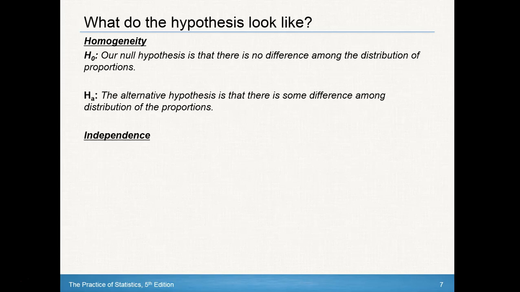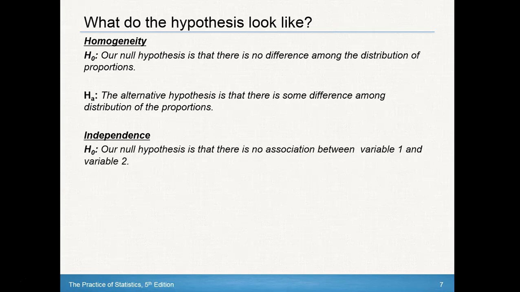What will it look like for a test for independence? Now remember, independence is a single sample and we're checking to see if two variables within that single sample influence each other. So does gender influence whether you take a math or a history class? So since we're checking for an association, once again, we're always assuming that there is no association or no relationship. Our null is that there's no association between variable 1 and variable 2.